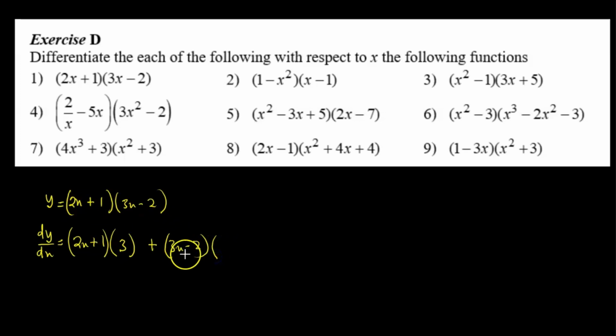So 2x plus 1, when you find the derivative of it, you are only going to obtain 2, because when you differentiate 2x, you get 2, and differentiate 1, you get 0. So expanding and simplifying will give us a final answer: 3 times that will give us 6x plus 3, then plus 6x minus 4. So putting them all together, we have 12x. 3 minus 4 will give us negative 1.